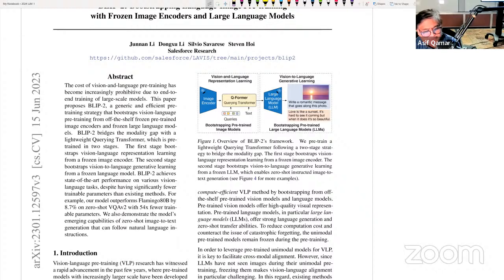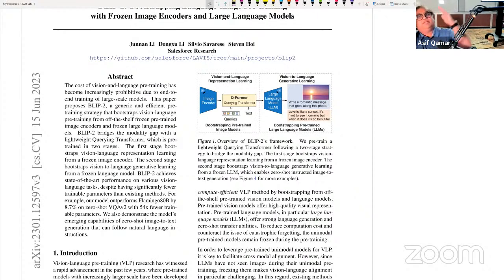The second stage bootstraps vision to language generative learning from a frozen language model. The second part has to do with the third and fourth pillars, the right-hand pillars of BLIP. It basically says, okay, now it is good. You have the text and you have the ground truth. Let's focus on aligning the generative part, the decoder part of it. Therefore inside the Q-Former, you'll actually see 2 pillars. The first pillar is trying to align to the encoder. The second pillar tries to align and make sure that eventually the decoder is producing the right text.